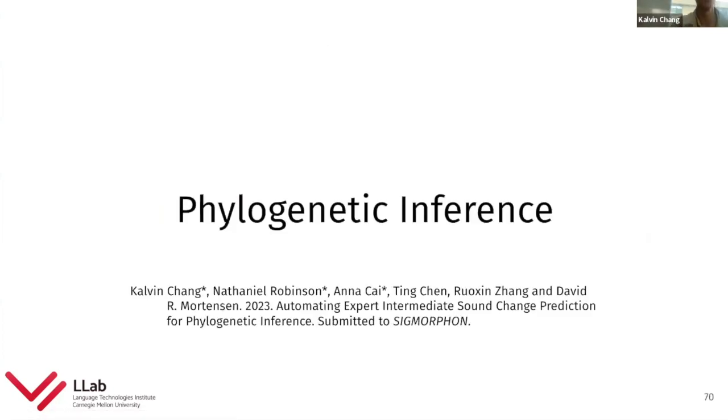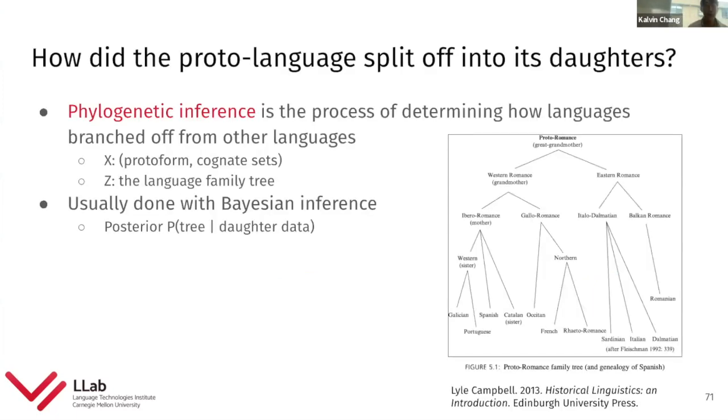Okay, now let's talk about our work that we submitted to SIGMORPHON last week. So phylogenetic inference is the related problem in historical linguistics that seeks to answer how the proto-language split off into its daughters. So this is the process of determining how the daughter languages branched off from other languages in the same language family. So it takes as input the protoforms and the cognate sets and outputs the language family tree.